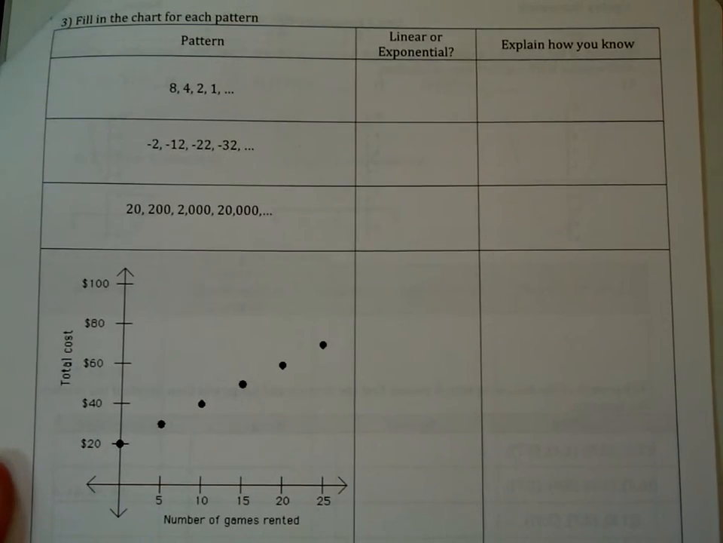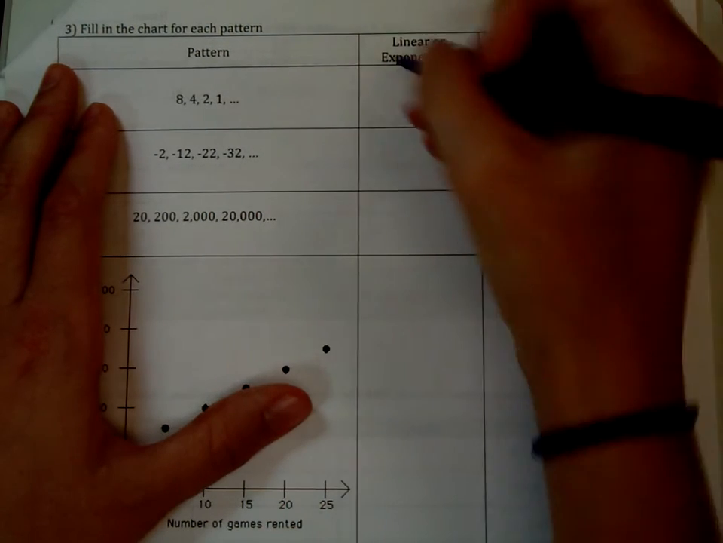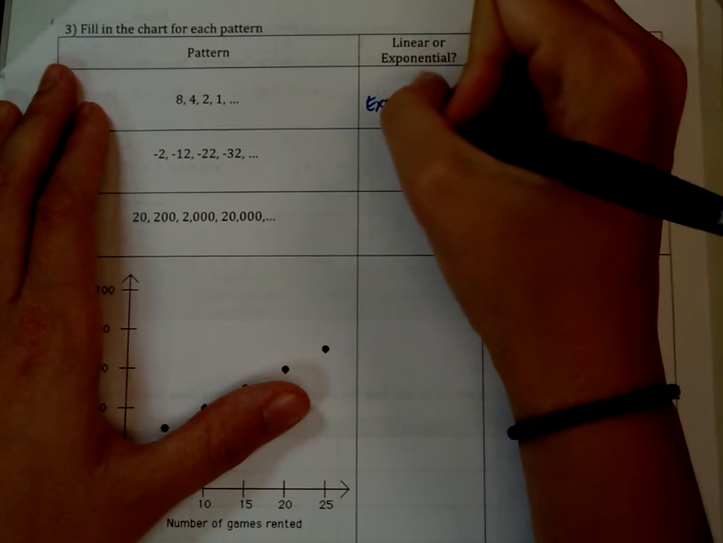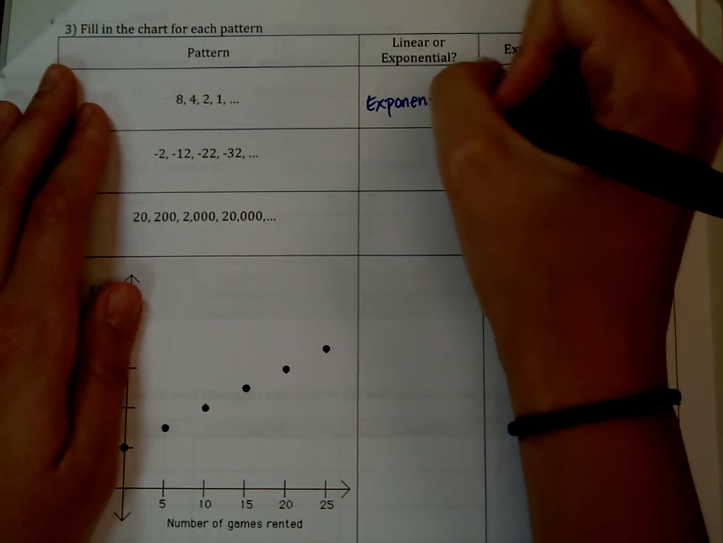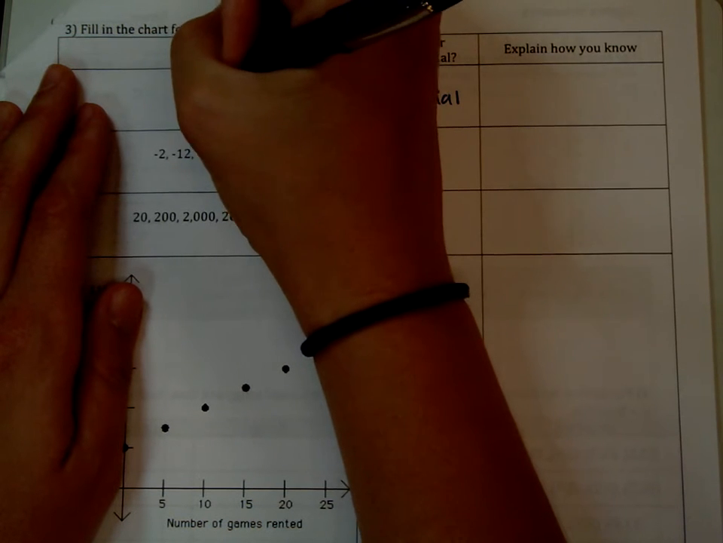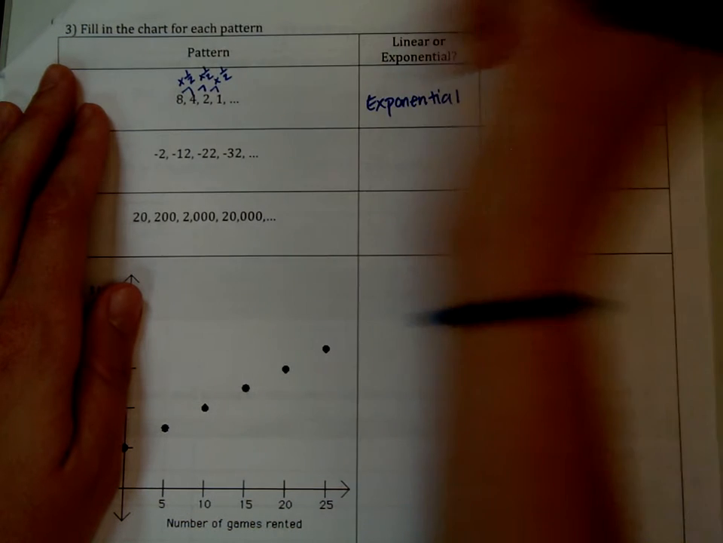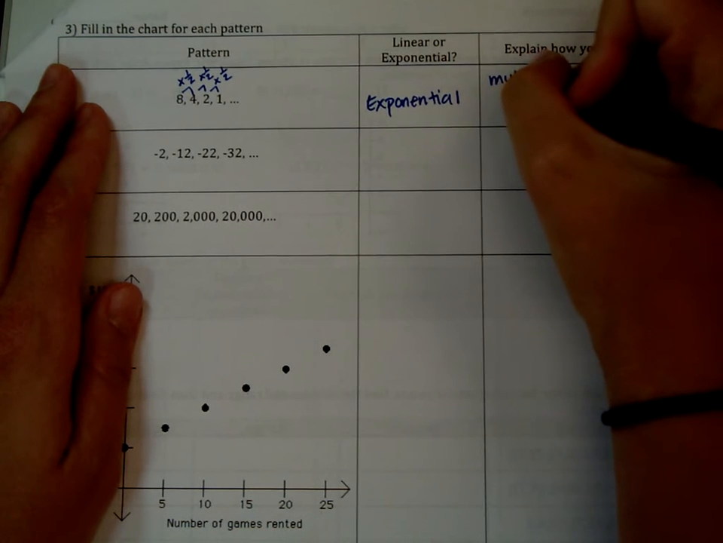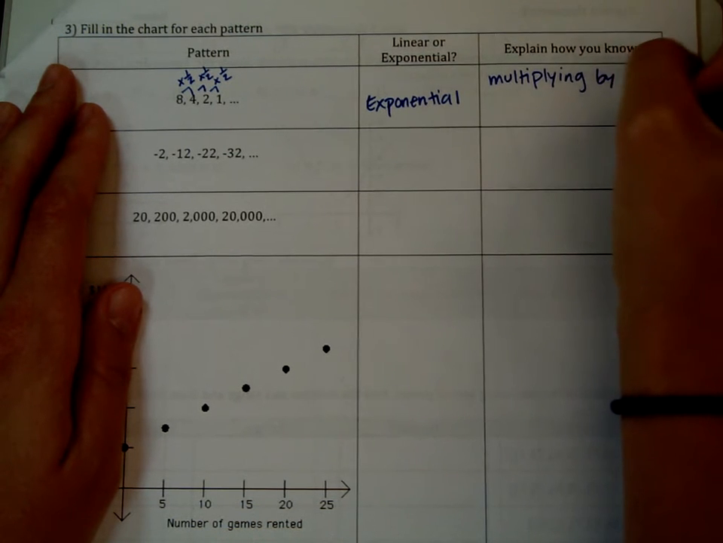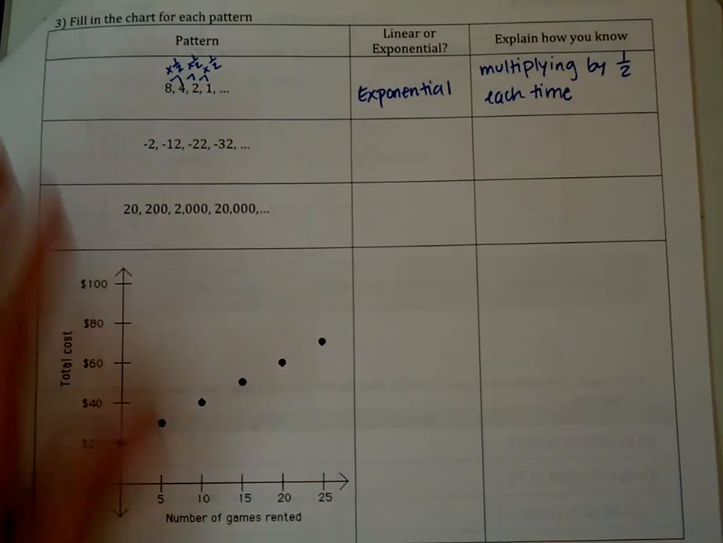All right, fill in the chart. So here's the pattern. It goes 8 to 4 to 2 to 1. So this is exponential because each time we're multiplying times 1/2. Remember, multiplying by 1/2 is the same thing as dividing by 2.